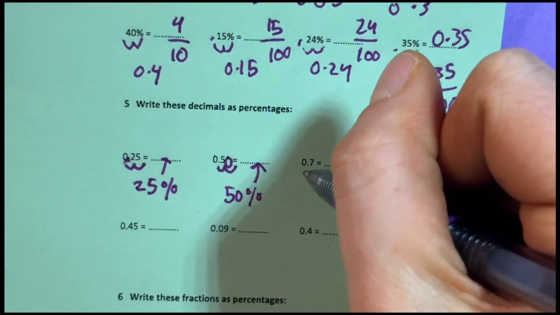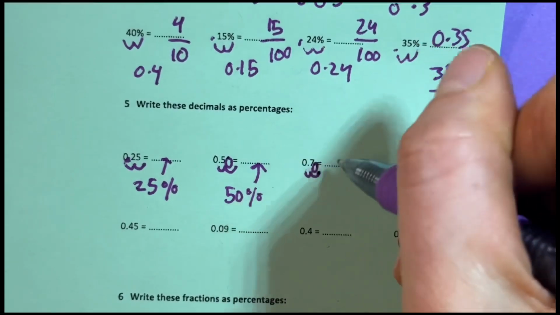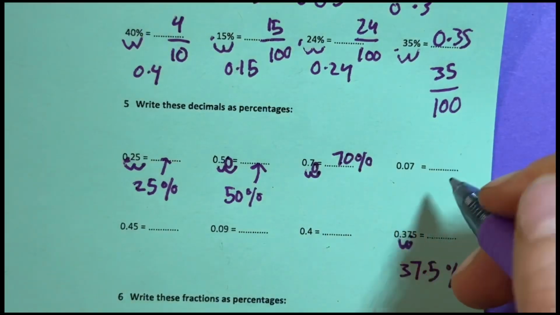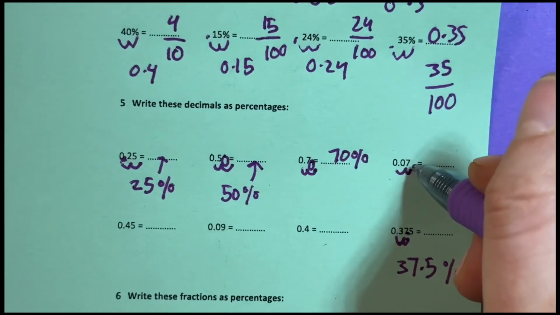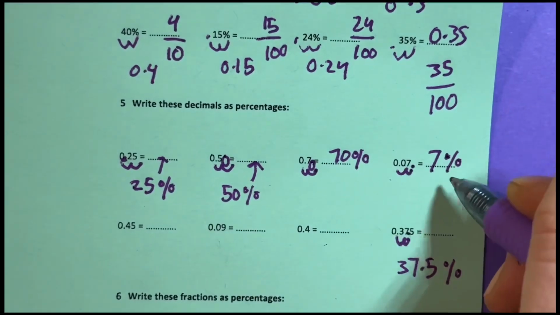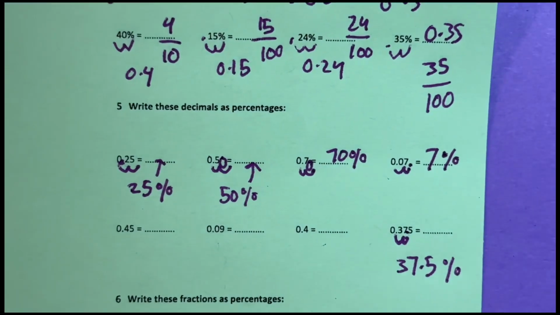So I'm going to move this over twice. There's a blank spot, so it's 70%. Okay. This one, I'm going to move it over twice. There's no blank spot. I'm just left with 7%. Because that is 7 hundredths, and percent means out of 100, so 7 out of 100.